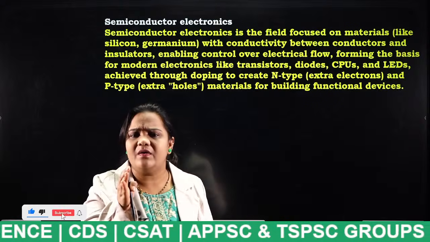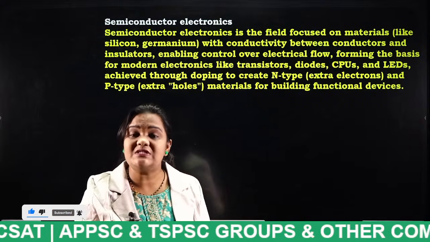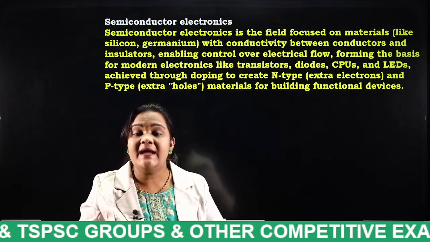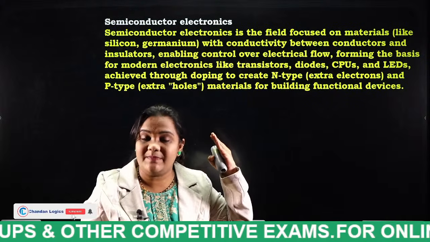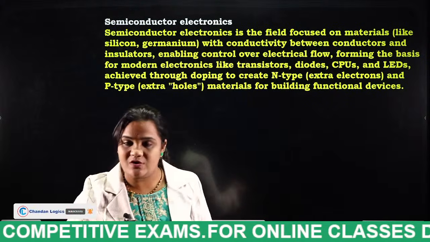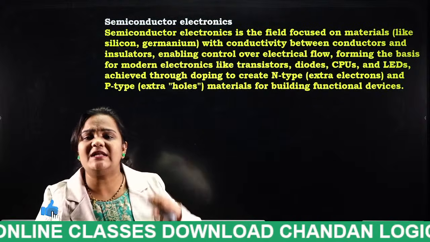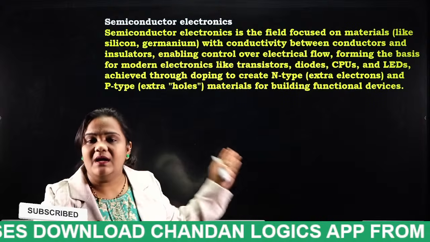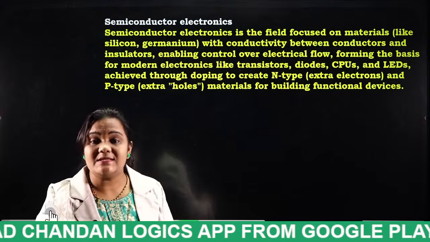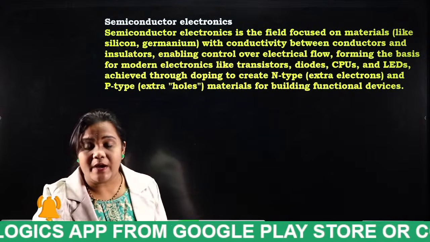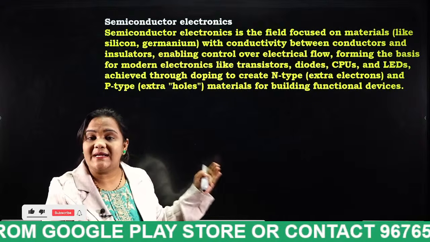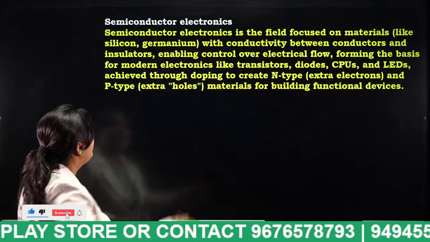What is the function of this semiconductor, students? What is the working principle of this semiconductor? It conducts the electricity between the conductor and an insulator. It acts both as a conductor as well as an insulator. What are the perfect examples for semiconductors, students? Silicon, germanium. Mostly we use semiconductor chips in electronics.